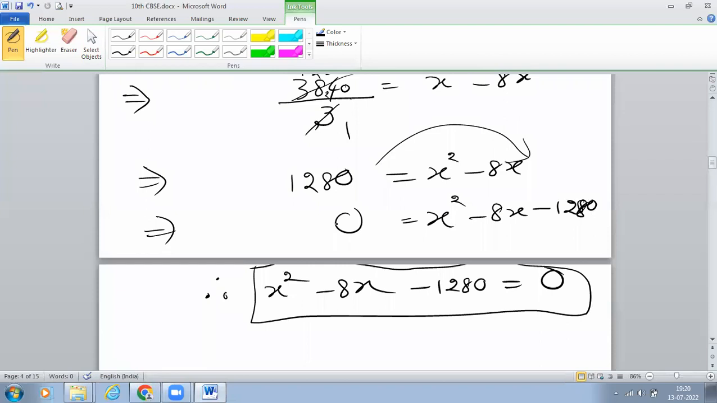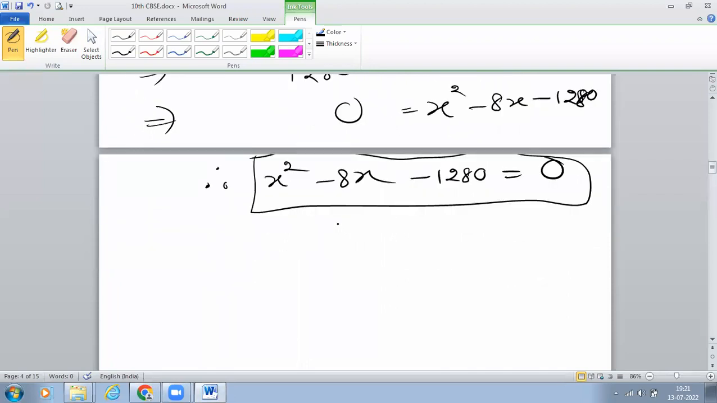So after this, what do you have to do? We have to solve this equation by which formula? What is the name of the formula? Quadratic formula, right? So I'm going to solve this equation by the quadratic formula. First we have to write the values of a, b, c here. The coefficient of x square is a. What is the coefficient of x square here? There is no number, which means 1.